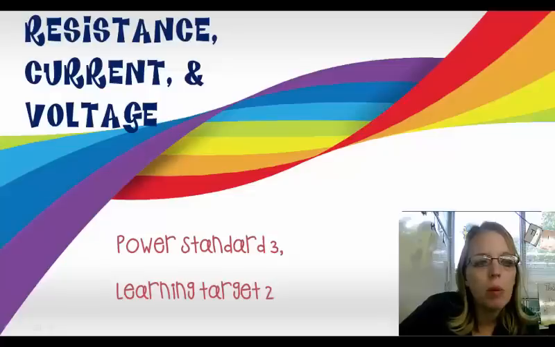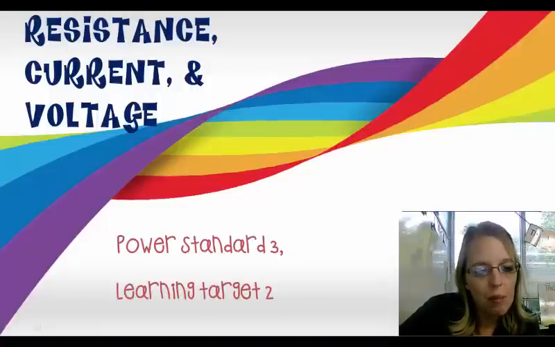Hey guys, it's time for the second part of Power Standard 3, Learning Target 2, Resistance, Current, and Voltage. You just finished the easiest part on conductors and insulators. Now you're ready for the hardest part of the whole entire thing. So we're going to take these three words, resistance, current, and voltage, and explain what they mean.